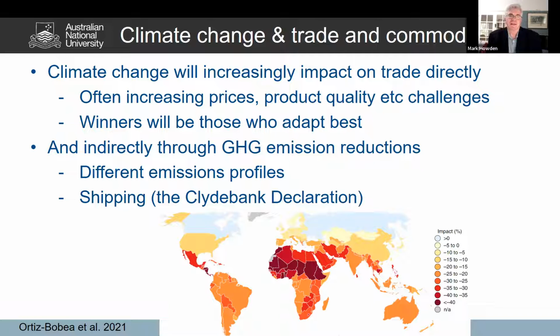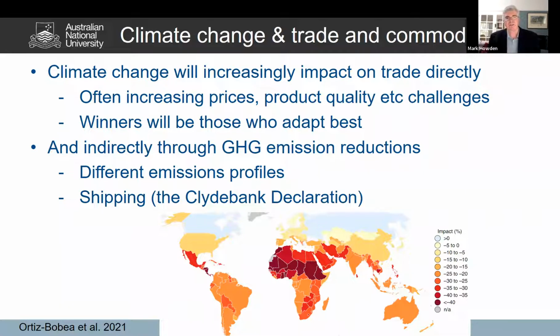We're also likely to see indirect implications for trade through greenhouse gas emission reduction activities. It's going from one of those trajectories that I showed first up down to another, much lower trajectory. That, of course, is going to change the balances of competitiveness between nations, depending on their different emissions profiles. The situation in New Zealand, where you've got a very, very large component of agricultural emissions, would be very different from, say, Singapore, where that's essentially non-existent.